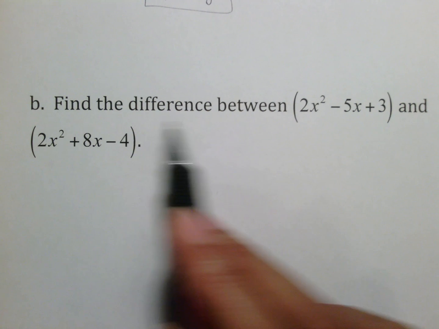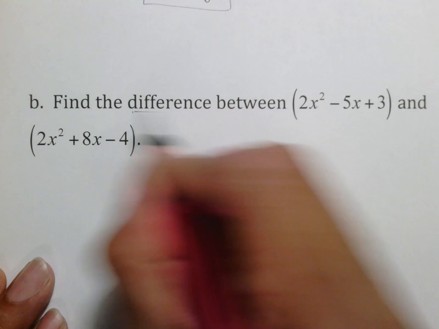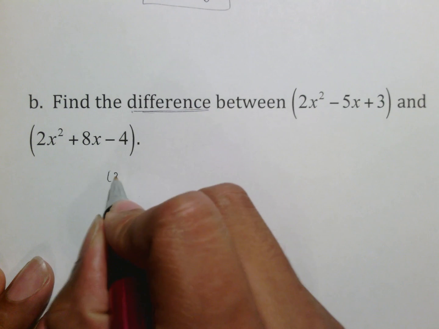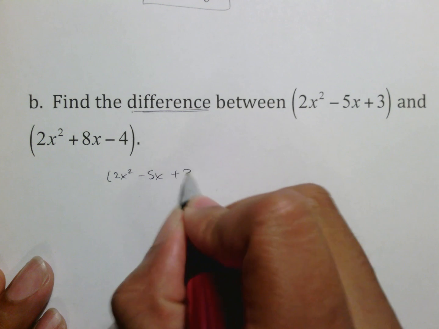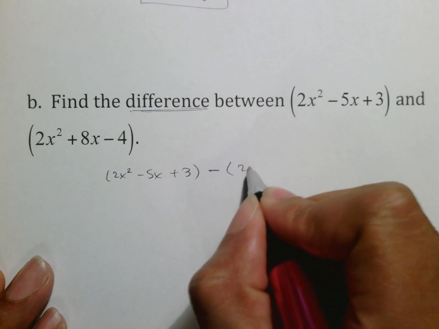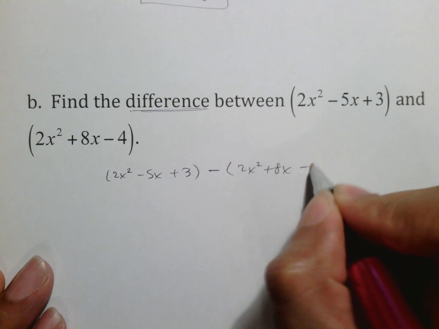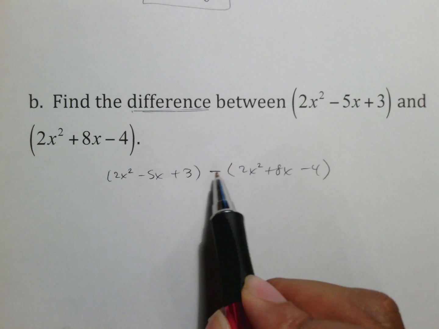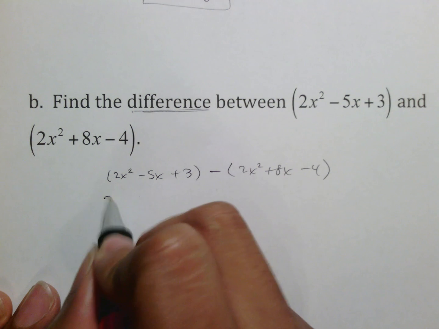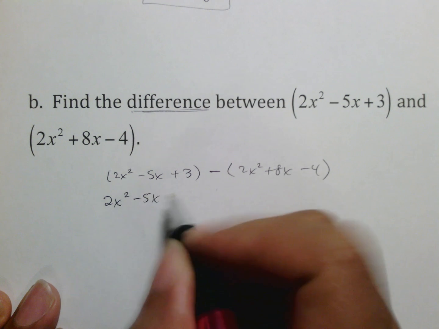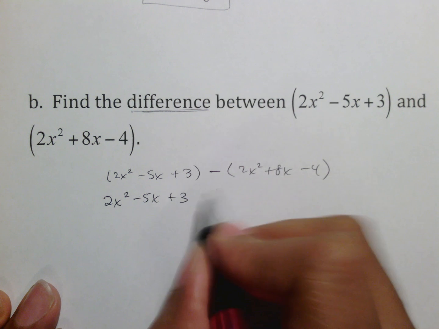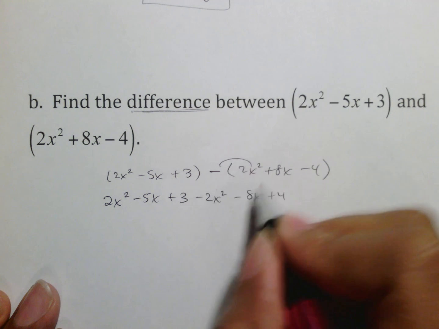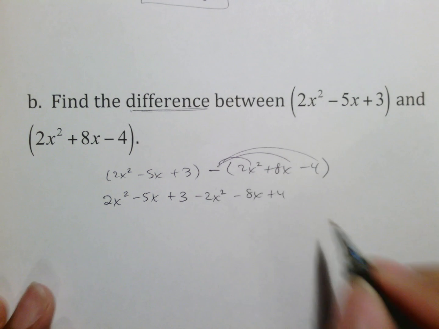Another question may say something like, find the difference between this and that. Keep in mind, difference means subtract, and it means take the first thing minus the second thing. So we are looking at 2x squared minus 5x plus 3, minus 2x squared plus 8x minus 4. Because it is negative, we can't just put them together. If that was a plus, we could, but because of that negative, we need to rewrite it. This is where people want to rush through, but rushing will cause issues. Minus 2x squared minus 8x plus 4, so that's minus 2, minus 8, plus 4.